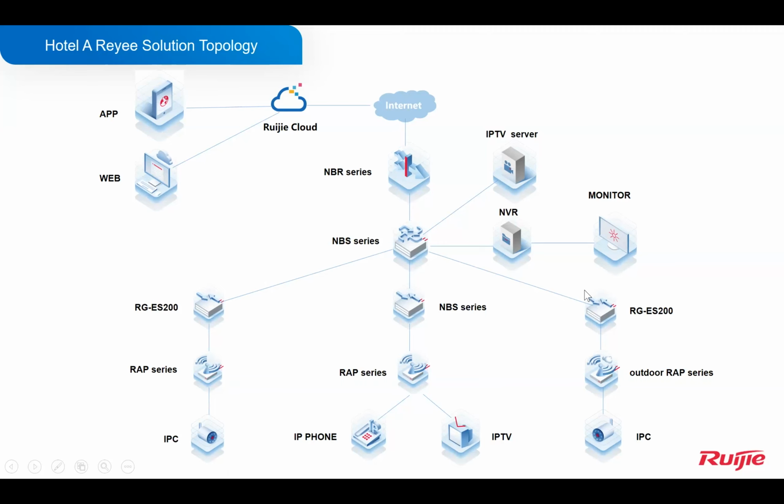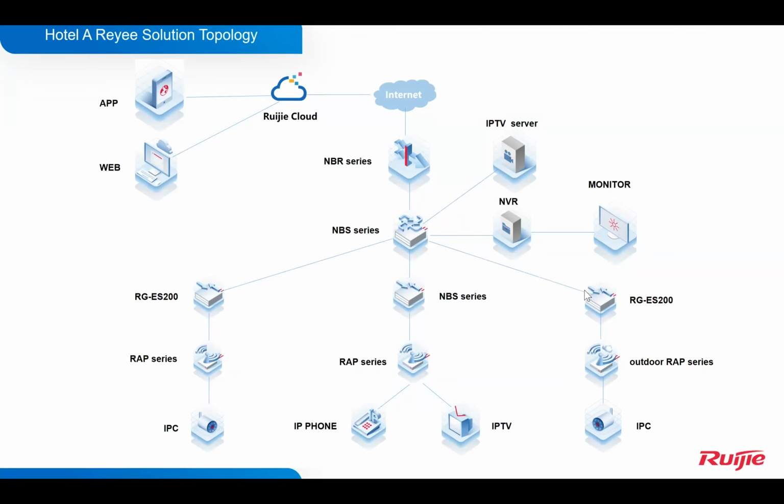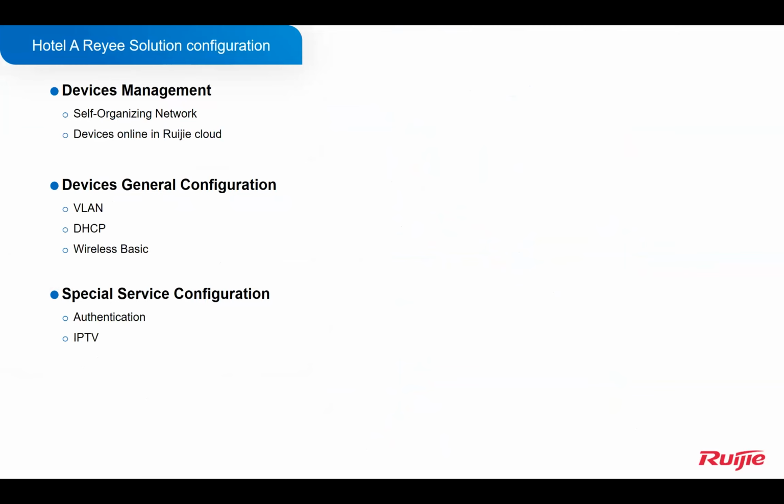And now let's get into the configuration part. Here we can see some configuration like device management, general configuration, and special service configuration. The device management includes the SON network and device online in Reyee Cloud. These are the two ways for us to manage our Reyee Hotel network easily.